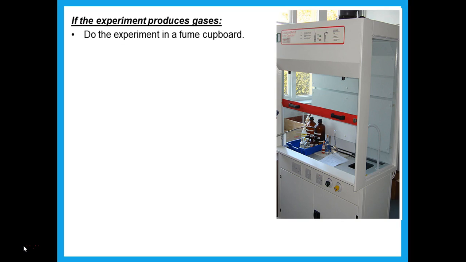A fume cupboard is a huge thing with a door, a sort of small door that you can lift up, put your things in, and then close it a little bit so that when you're working with the experiment, you do not breathe in the gases that are being used or that are being formed in the experiment. So that's called a fume cupboard.